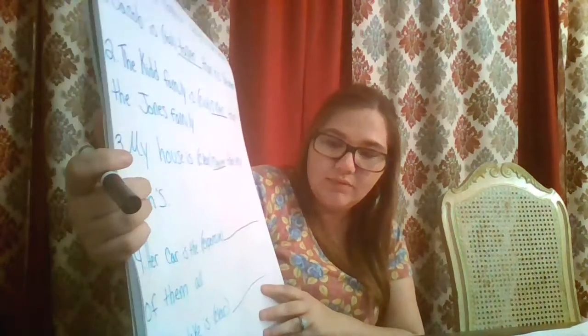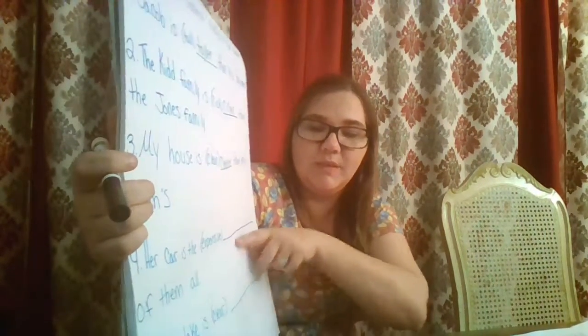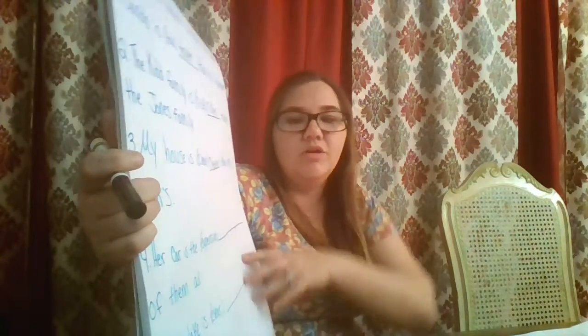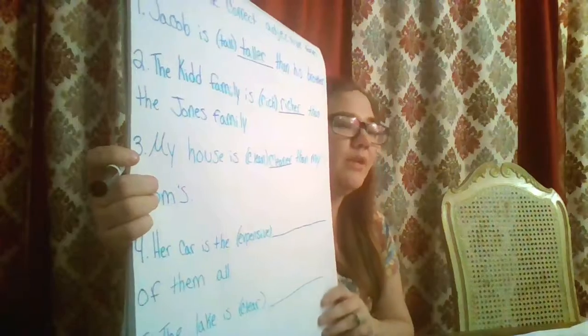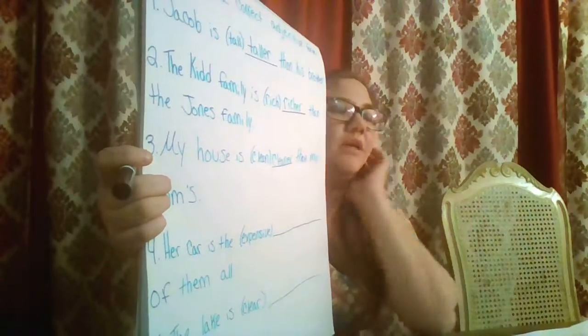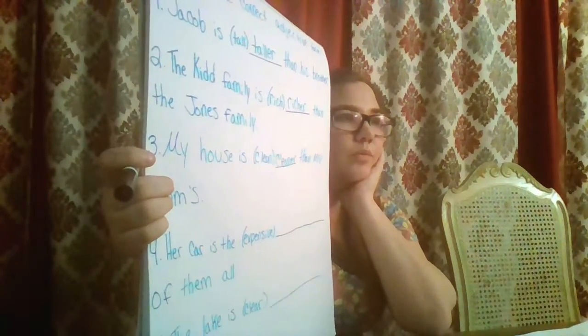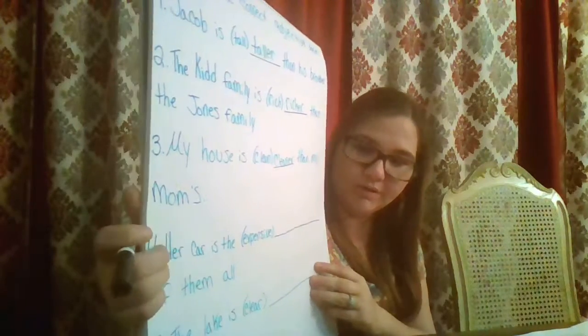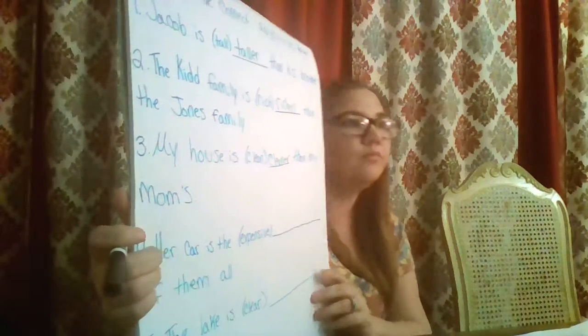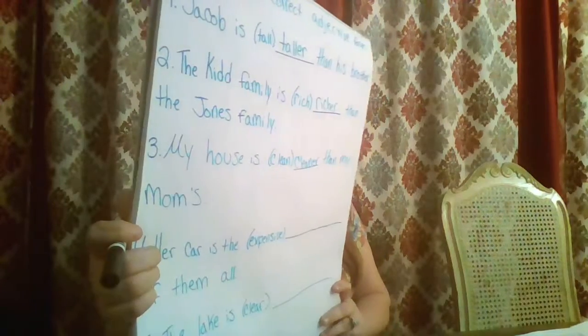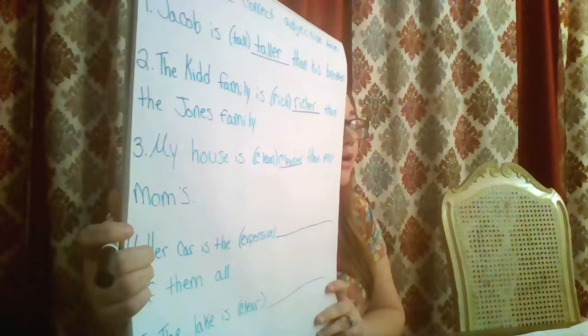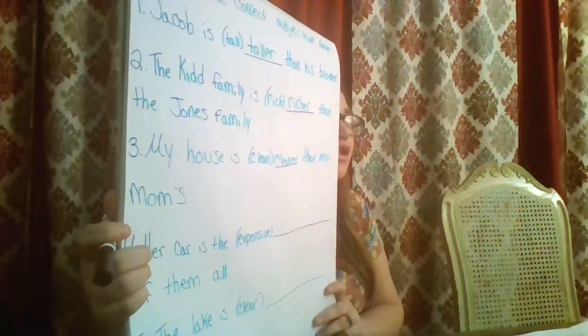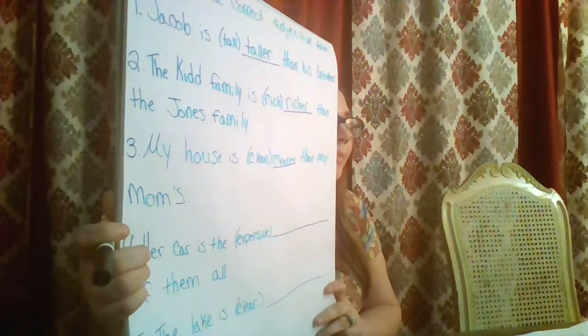Okay, number 4. Her car is the blank, and it says expensive. So her car is the blank of them all. How are we going to write that one? Is it going to be positive, comparative, or superlative? Remember to look for those key words. Try to determine how many we're talking about: 1, 2, or 3 or more?